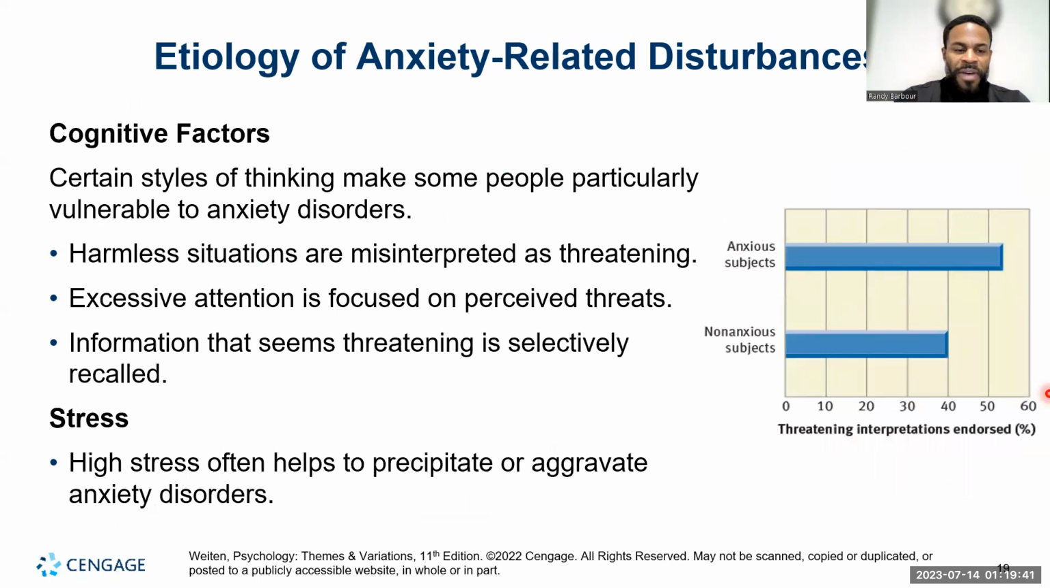Okay. Cognitive factors, again: excessive attention, focusing your attention on the threat, can create anxiety, and just misinterpreting threats is also a thing. We'll also see commonality among all of these psychological disorders. High stress often helps to precipitate and aggravate anxiety disorders. And we'll see a little later that even high stress situations at a young age can create a prevalence for many psychological disorders that we'll talk about as we move forward.